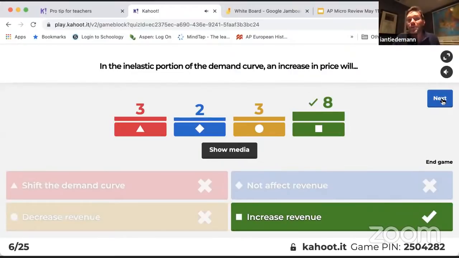This is a definition one, but there are different portions of the demand curve. The first portion at the top is the elastic portion. The middle is unit elastic, and the bottom is inelastic. If price goes up on an inelastic portion of the curve, revenue goes up. Price up, revenue up. In the elastic portion, price up, revenue down.